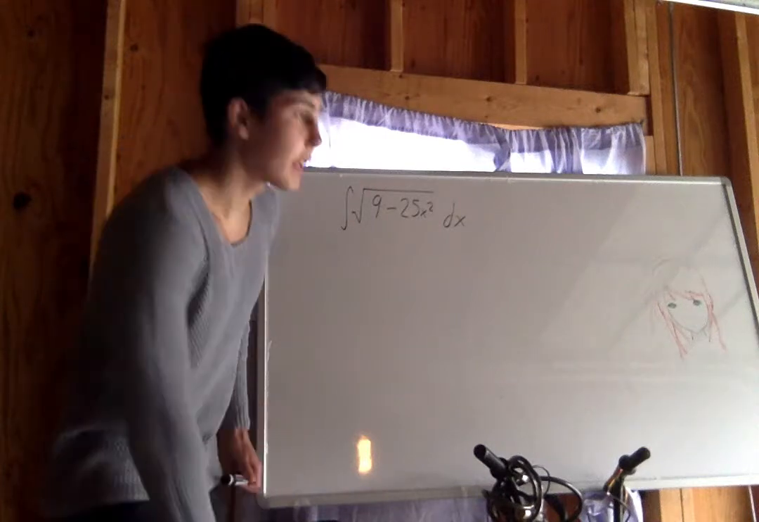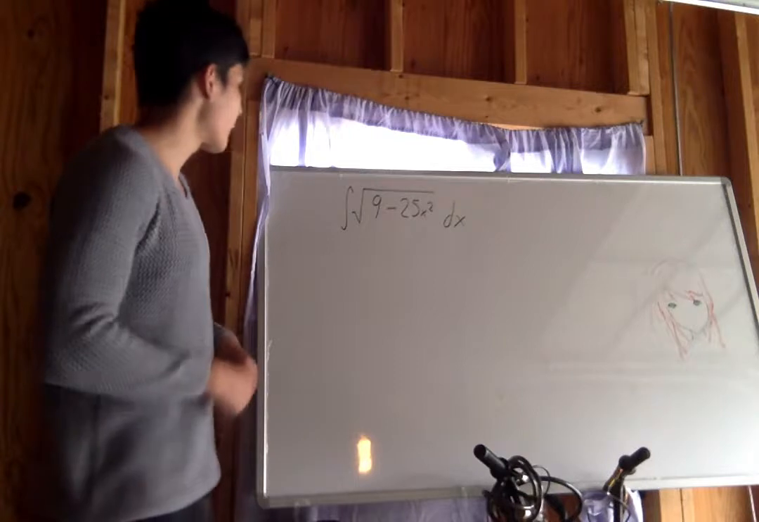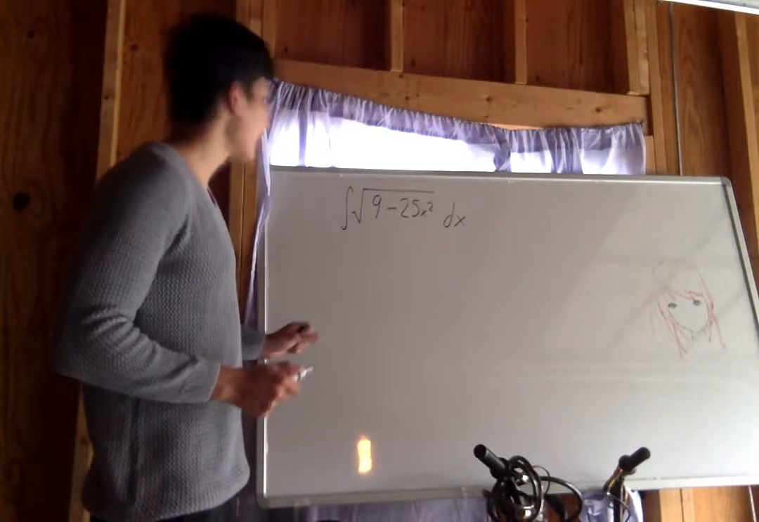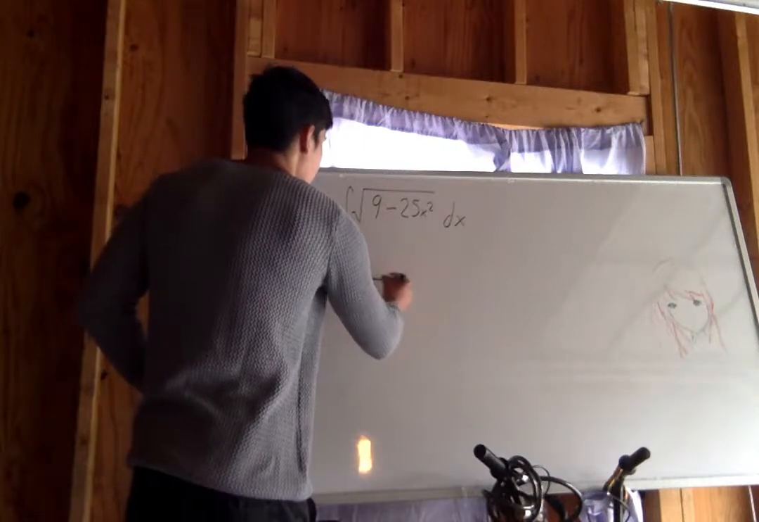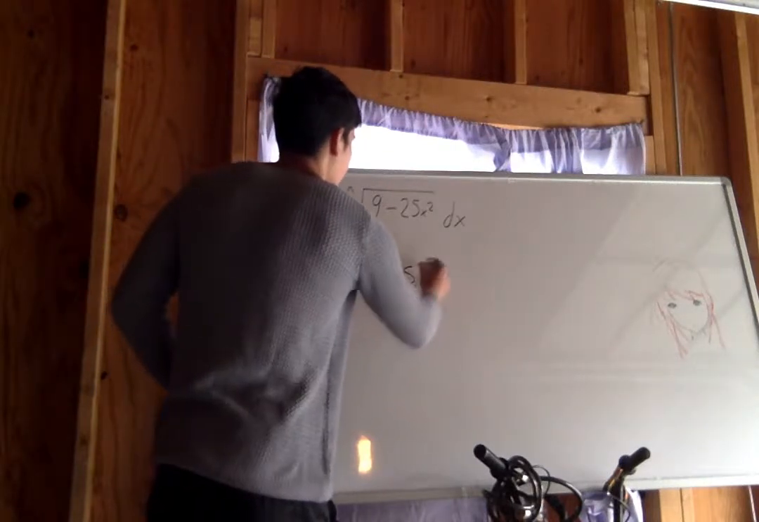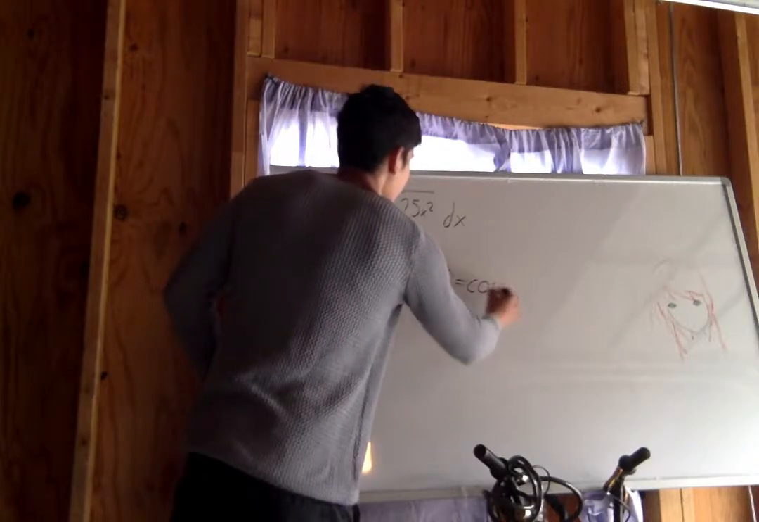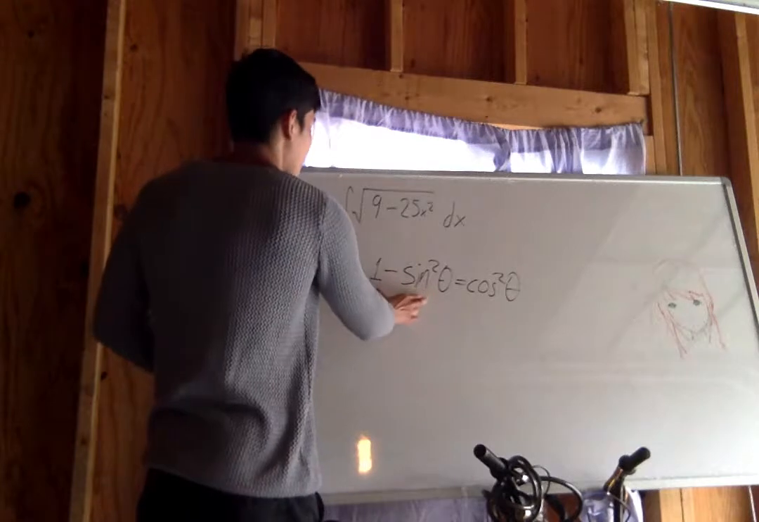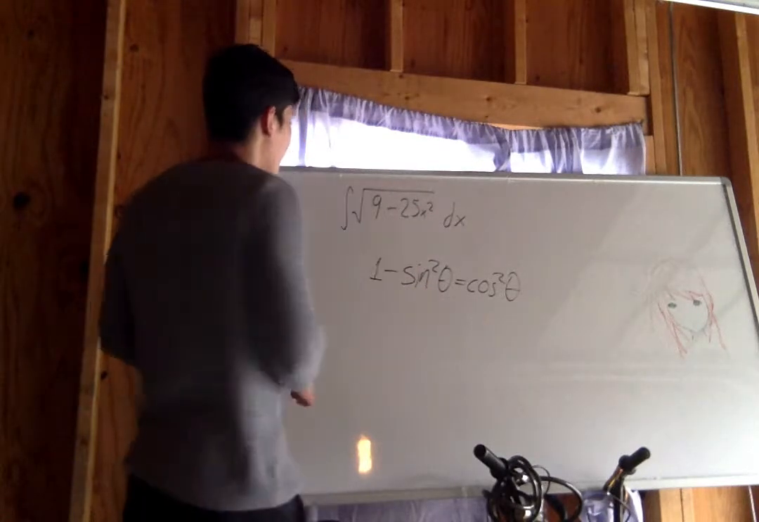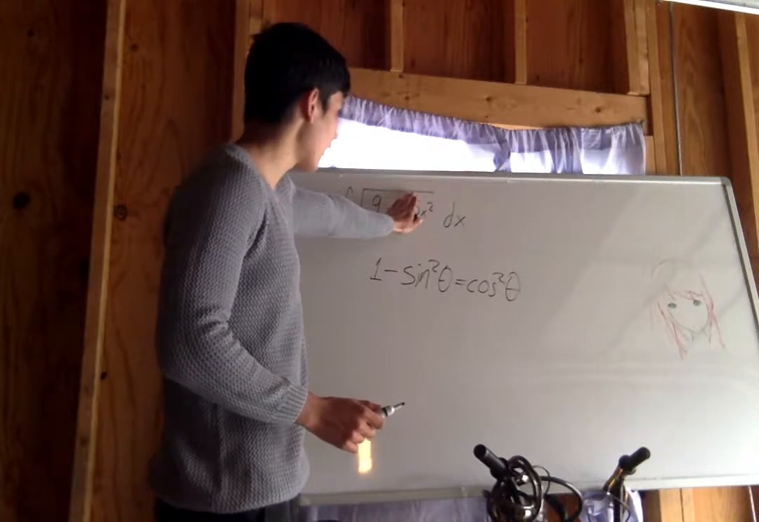Okay, we're going to be solving the integral of square root of 9 minus 25x squared. The way to do this is that you have to recognize that our goal is to use 1 minus sine squared theta equals cosine squared theta. So we want to make this substitution into here. In the case where we didn't have a 25, it'd be easier to see.